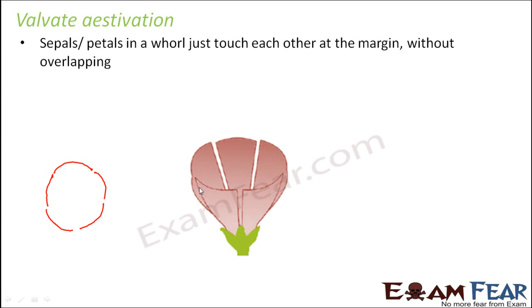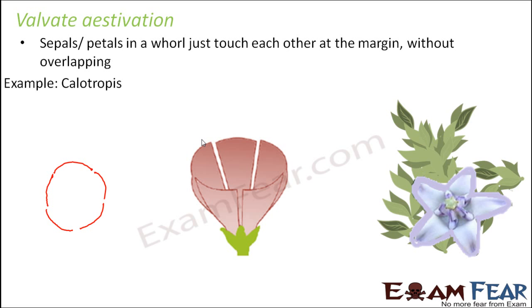Here you can see this pictorially. Each of these represents a petal or a sepal. It depends; it is not always the arrangement of petals. The petals are arranged in this way, and the sepals are also arranged in this way. An example is calotropis. In calotropis you can see for yourself how the petals are arranged. See that they do not overlap with each other, one petal after the other.